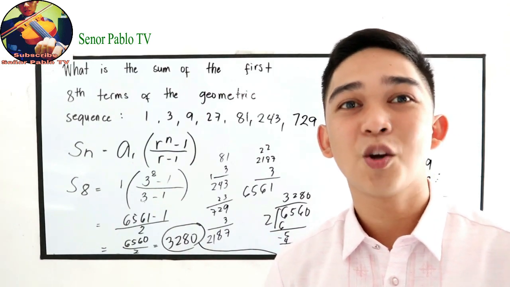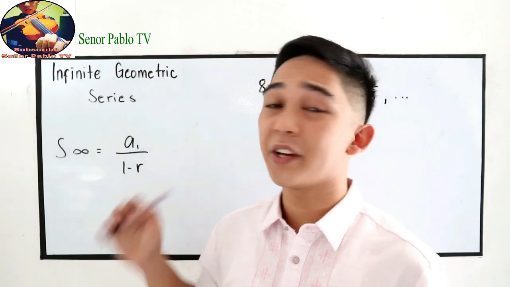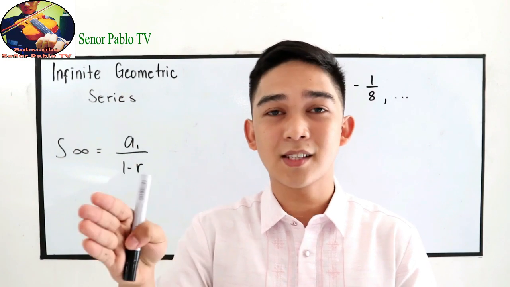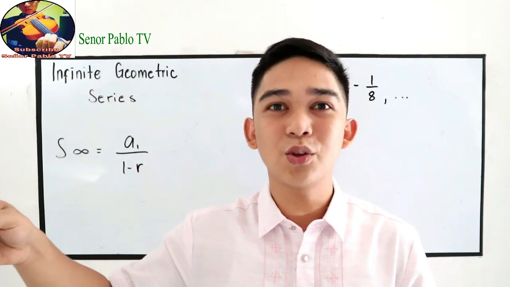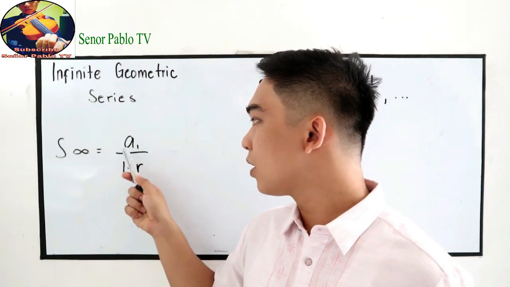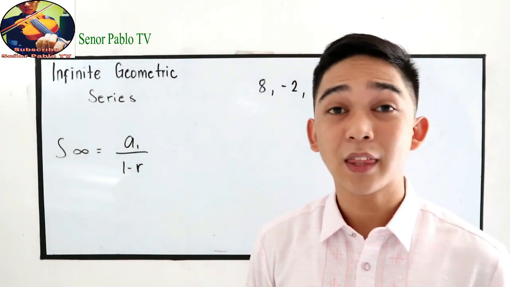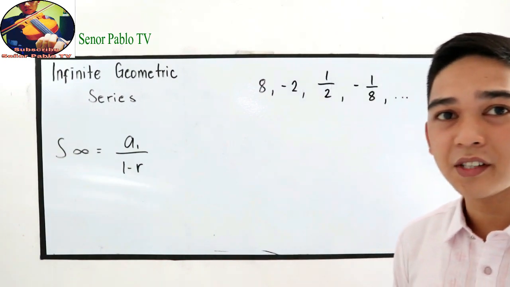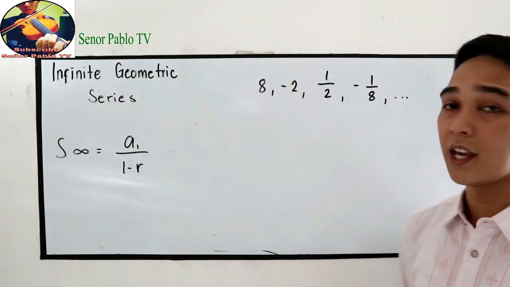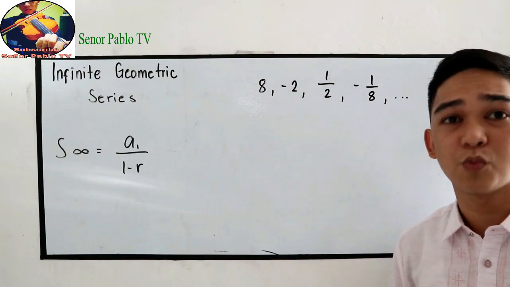So iyon si geometric series. And we also have the infinite geometric series. That means ito yung mga geometric sequence na hindi natin basta-basta alam kung saan nag-end. So tuloy-tuloy siya. So we have the formula S infinity is equal to A1 over 1 minus R. Example tayo. What is the sum of the geometric sequence 8, negative 2, 1/2, negative 1/8, and the ellipsis sign? So, di natin alam kung hanggang saan ba yung sequence na iyan.